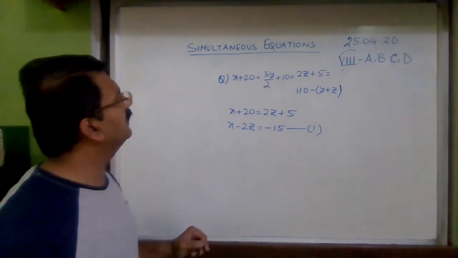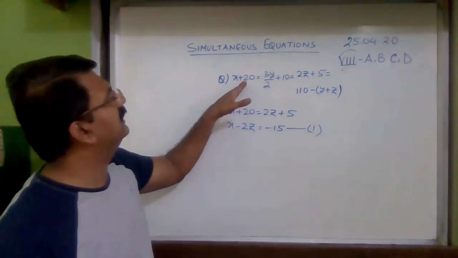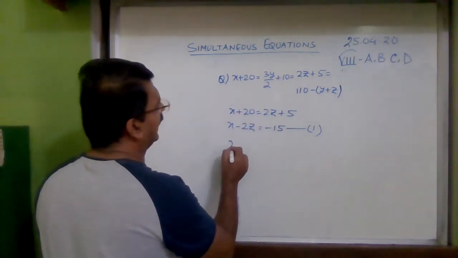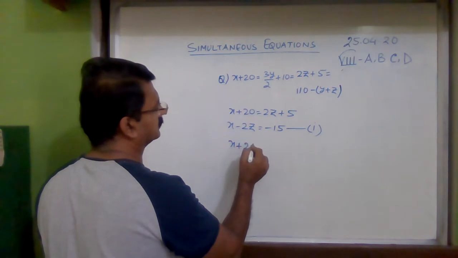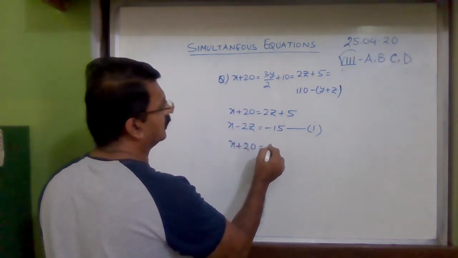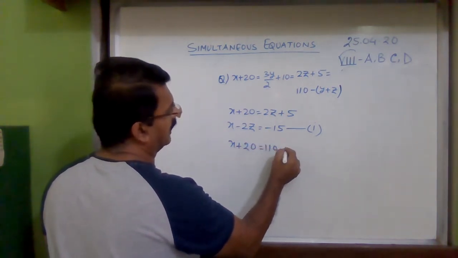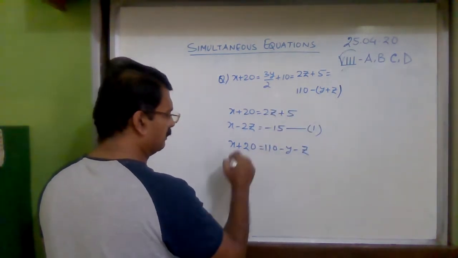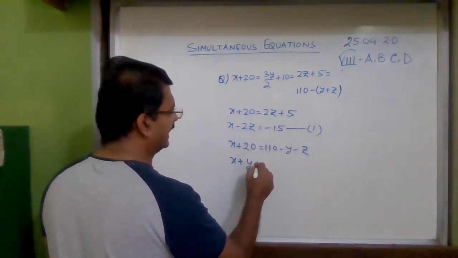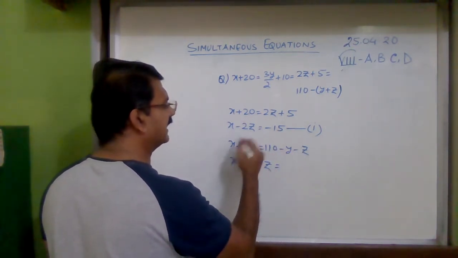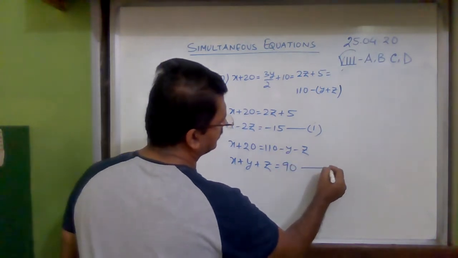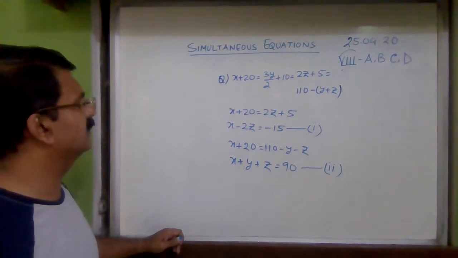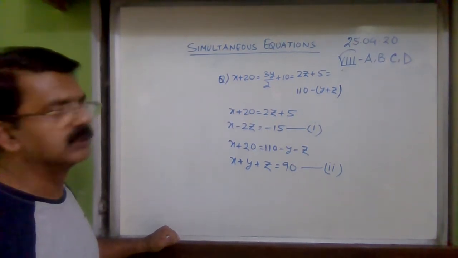Clear? Now what we do, we'll equate the first part and the last part. That is x plus 20 is equal to 110 minus (y plus z). I have opened the bracket also. Now x plus y plus z is equal to 110 minus 20, will be 90. So this is your equation number 2. Okay, x plus y plus z is equal to 90. That is equation number 2.